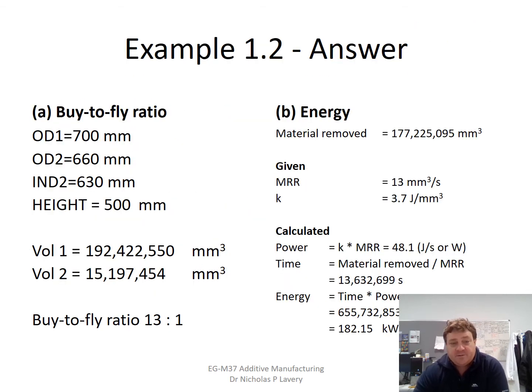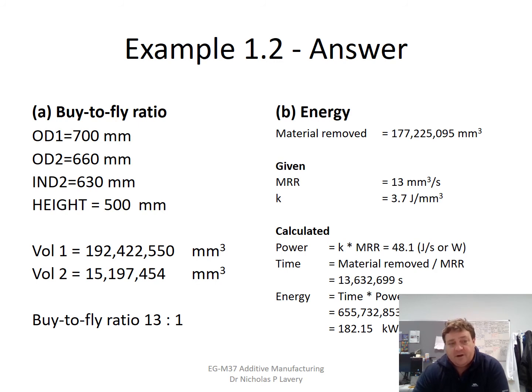Okay, so let's start with the first one. The buy to fly ratio here is the ratio of the volume required to the volume of the part. So in essence, it's an estimate of the amount of material that we've wasted. And buy to fly comes from the obvious connotations with aerospace. So let's work out the volumes that we need.